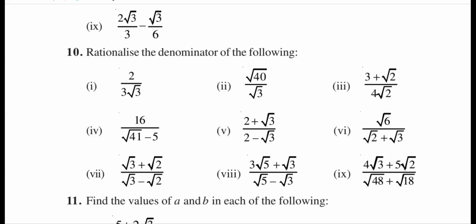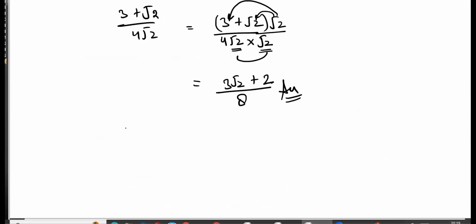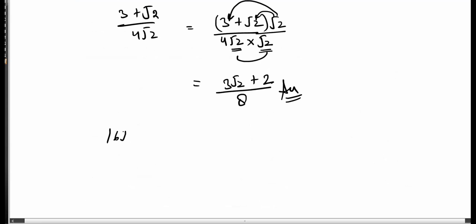The answer will be 16 root 4 plus 5 by 36. 16 root 4 plus 5 by 41. 16 root 41 plus 5 by 36. Your answer is 16 root 41 plus 5 by 36.